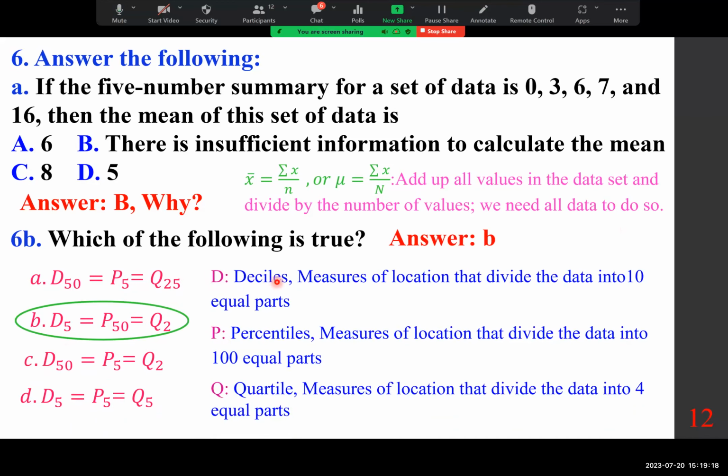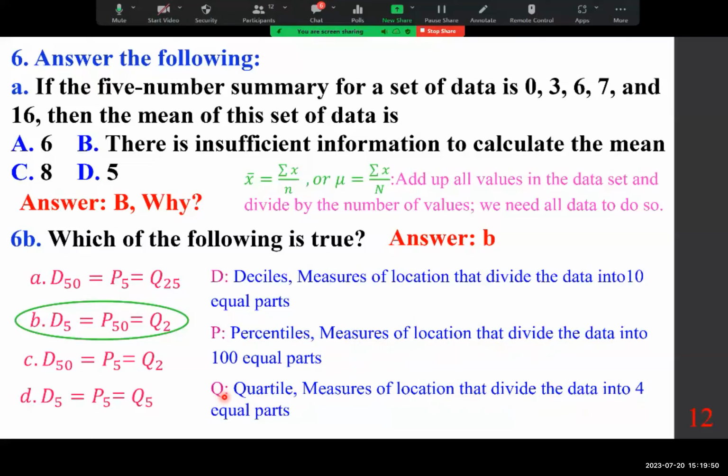D stands for deciles, measures of location that divide the data into 10 equal parts. P stands for percentiles, measures of location that divide the data into 100 equal parts. Quartile, measures of location that divide the data into 4 equal parts.